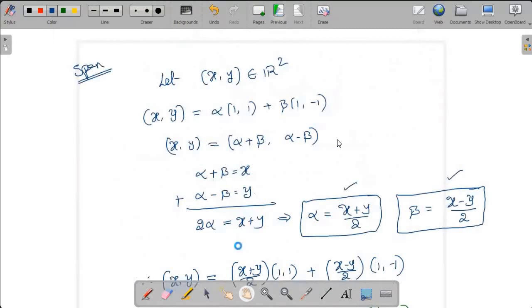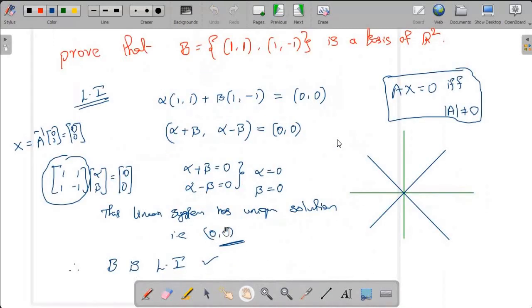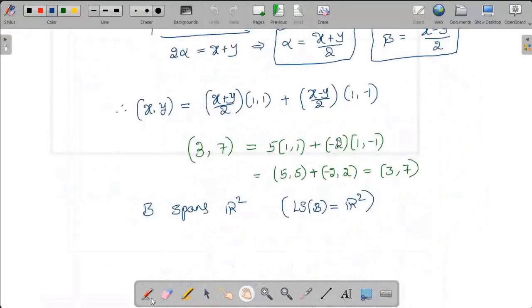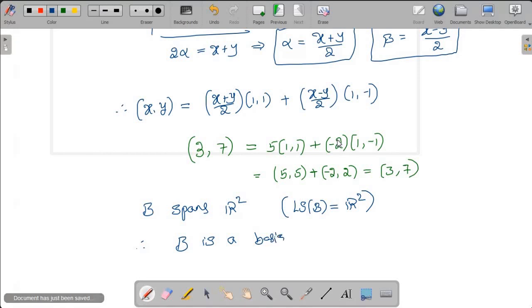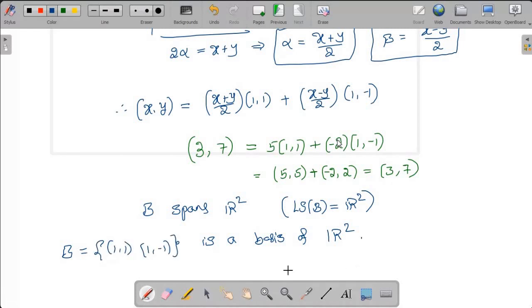So we have seen that the set is linearly independent, and moreover it spans the entire vector space. So therefore, what is the conclusion? Therefore, the conclusion is B is a basis. Basis of what? B is a basis of R2. So here B equal to 1 comma 1 and 1 comma minus 1, right? So at last you can write your favorite statement. What is that favorite statement? Hence proved. Because the question is to prove, right? All right.